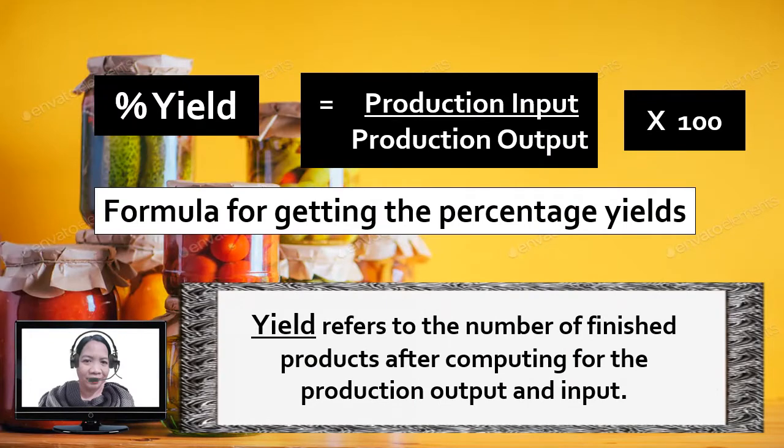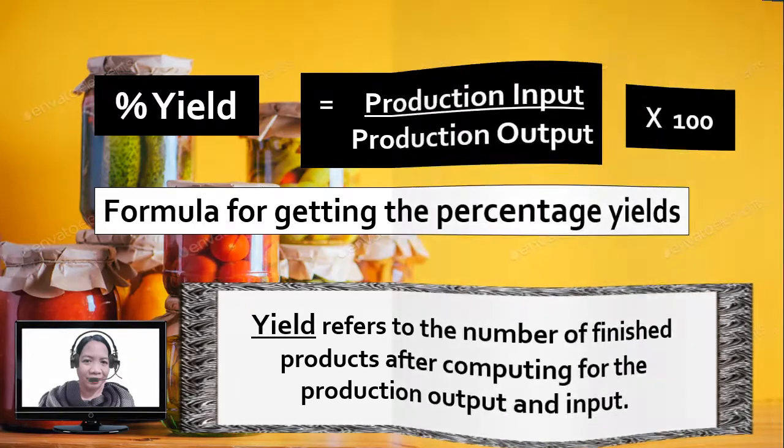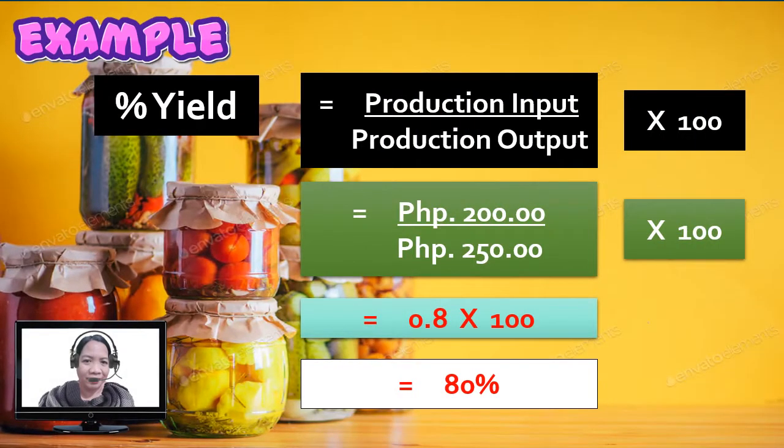When we say yield, yield refers to the number of finished products after computing the production output and input. Here is the formula. Percentage yield is equal to production input divided by production output times 100. Let us have this example. Again, our formula for percentage yield is production input divided by production output times 100.